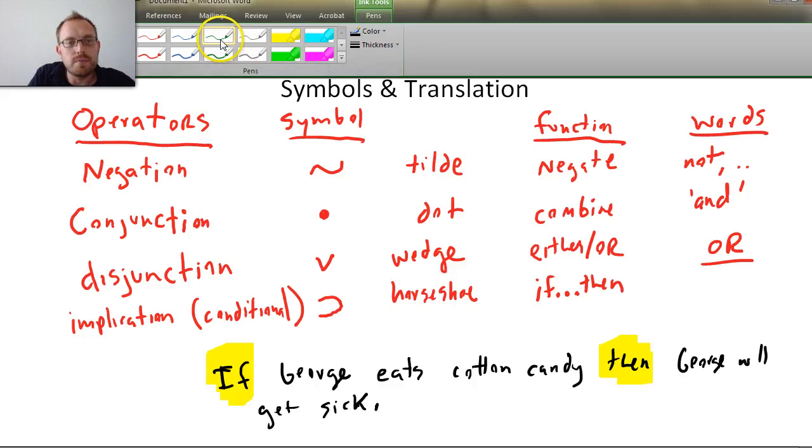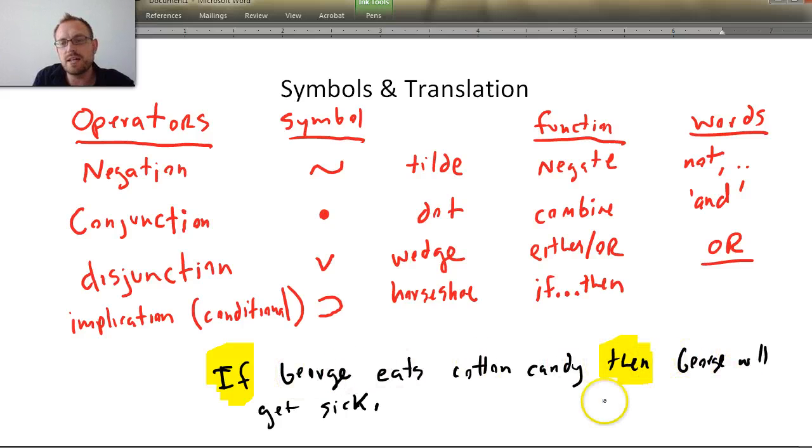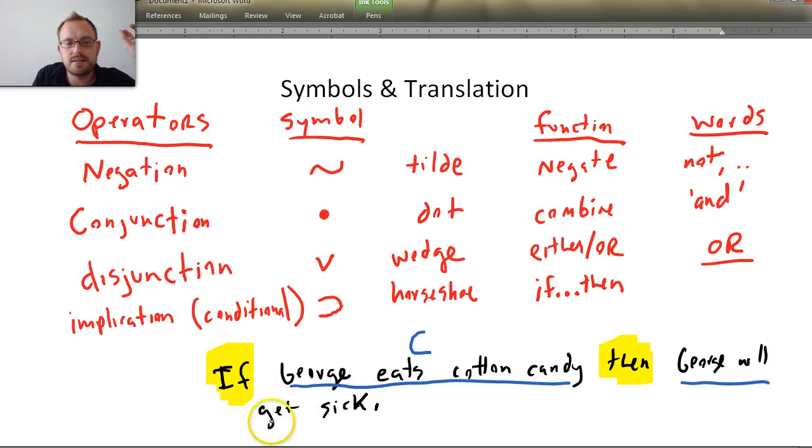Now, remember, the difference here is, and you can see perfectly here that this whole thing here is a statement, but the statement contains two different propositions and two different moments of meaning. This would be the first sort of proposition. George eats cotton candy. So let's symbolize that with C. And George will get sick. We can symbolize that as an S. And so what this will look like is C, conditional, S. Right? If George eats cotton candy, then George will get sick.